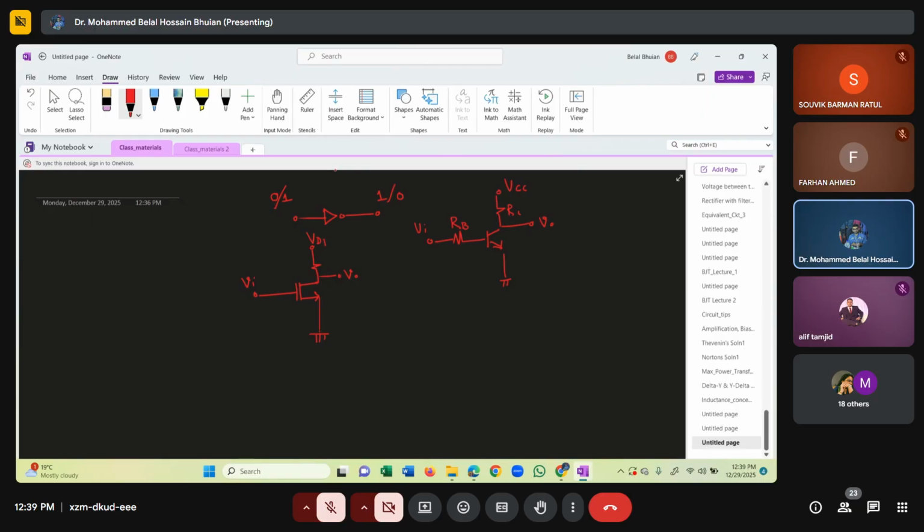So VDD, RD. In both cases, let's say we apply a signal like this one, a pulse, and we get the corresponding output. When it's low, we get high, and when it is high, we get a low value. And the value of the low could be different depending on the type of device, whether it is BJT or MOSFET. So this is our VI, and that is our V naught.